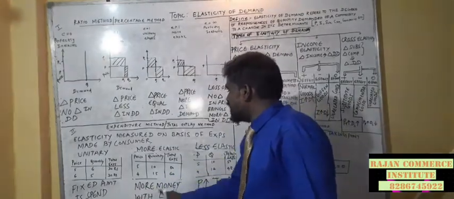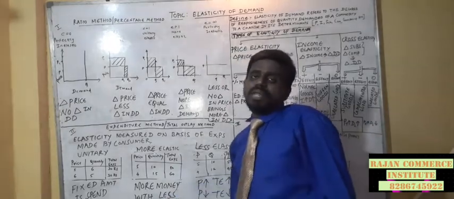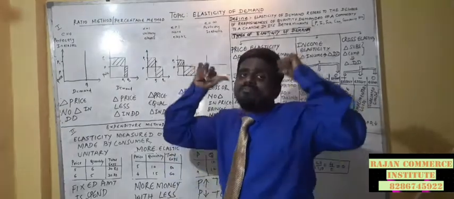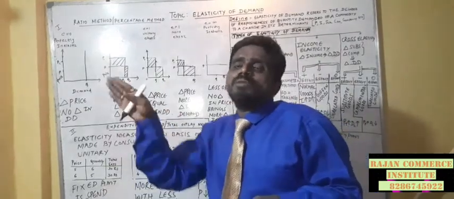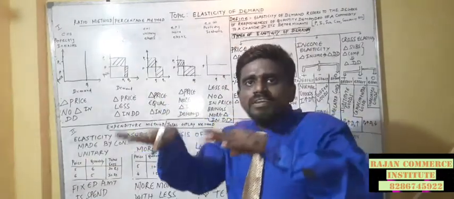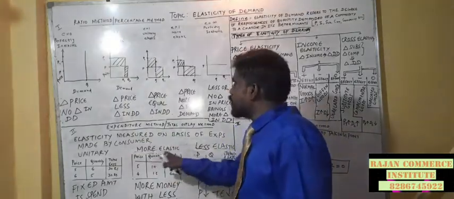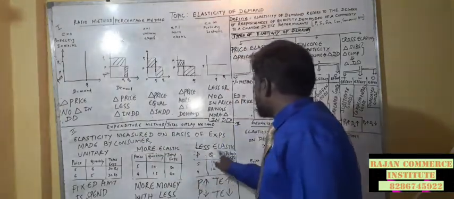So more money is spent at a lower price. Here the consumer has fixed his mind: when price comes down, he will spend more money on that particular product. That's what more elastic. Now less elastic.